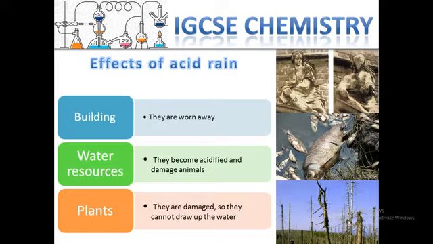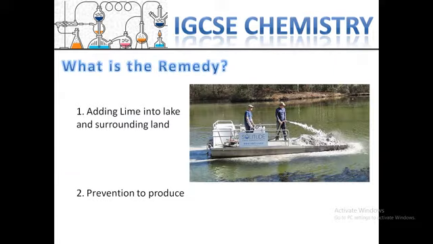For plants, they may lose their leaves, and they would be damaged, and so they cannot draw up the water from the earth. So these are the main effects of acid rain: buildings, water resources, and plants. So this is the remedy. Actually, this is the solution to overcome acid rain.